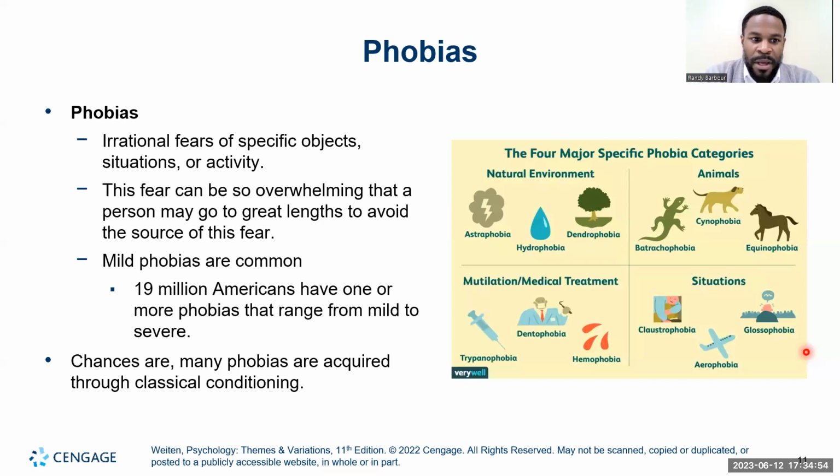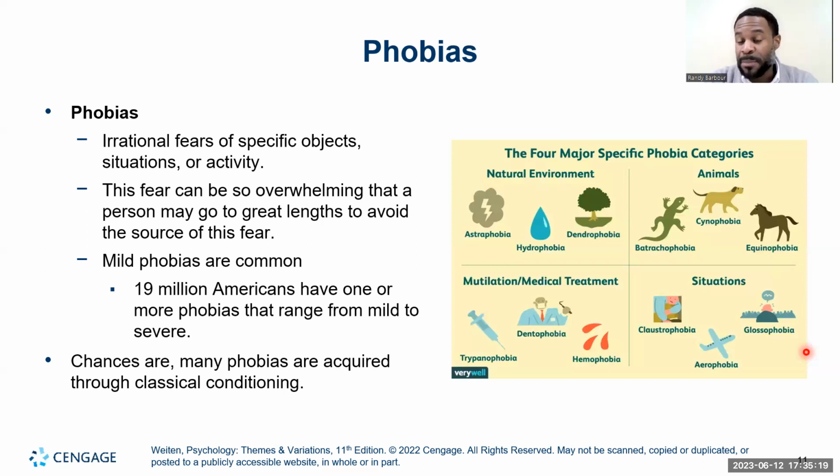Mild phobias are really common, like a mild fear of heights, maybe a mild fear of needles. Trypanophobia, excuse me, is the fear of needles. Hemophobia is a fear of blood. Some people are afraid of dogs, horses, and reptiles. All these individuals may have mild fears, and then others have very severe fears.